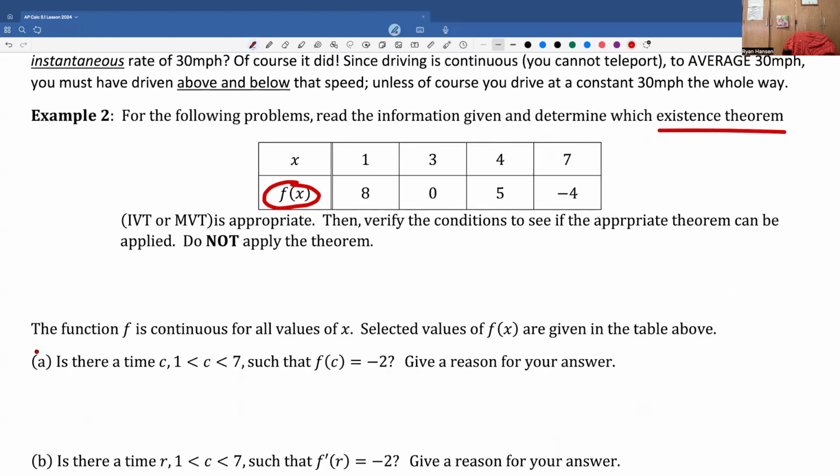All right, question A. The function f is continuous. So they let us know that it's continuous, and they're only giving us selected values of x, but the function is continuous. But did it say differentiable? It did not tell us that. Selected values are given in the table. Is there some time between 1 and 7 such that f of c is equal to -2? Can we be confident beyond a shadow of a doubt? Convince me.